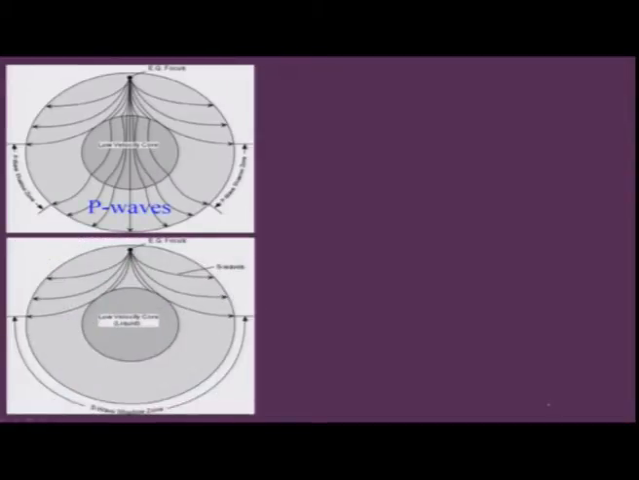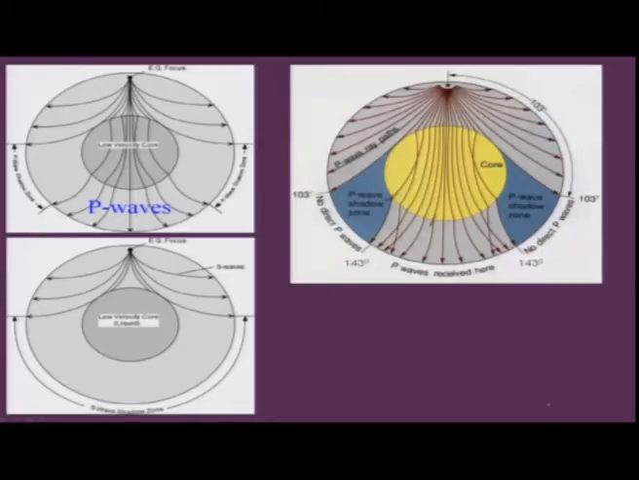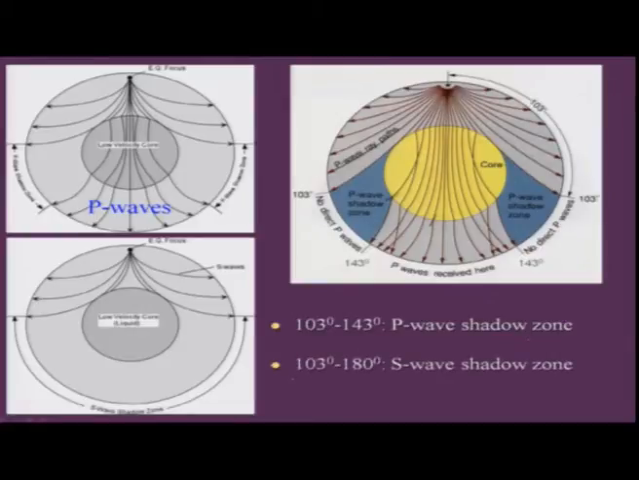So this is the example which we were talking about. Here we will not see any direct P waves, hence we term this a P wave shadow zone, and that is 103 to 143, and from 103 to 180 degrees we are having the S wave shadow zone, because S waves will not go through the core, they are deflected at the contact between the mantle and the core. So they will be seen only in this region, they will not be seen in this area.